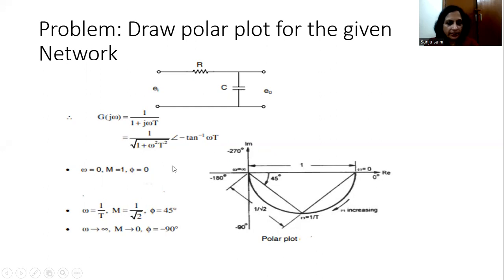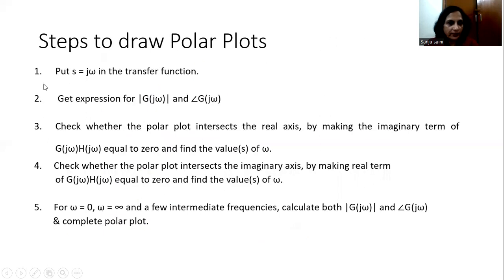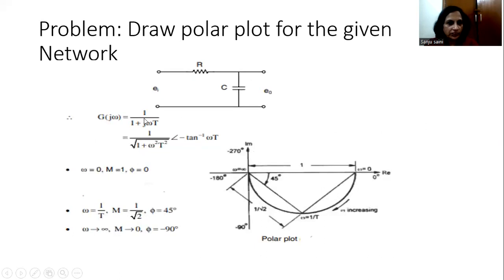So we are following these steps. First of all, we have substituted s equal to jω in the transfer function. Then we have obtained the expression for magnitude of G(jω) and phase of G(jω). Then at ω equal to 0, ω equal to infinity and some intermediate frequency, we determine the value of the magnitude and the phase angle.